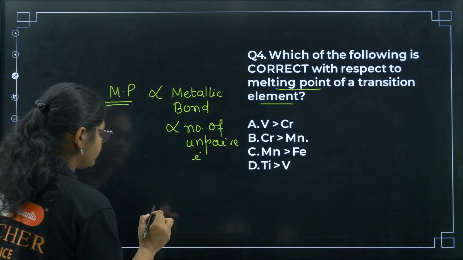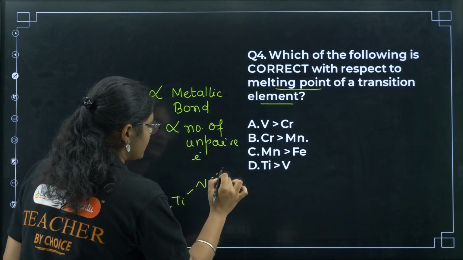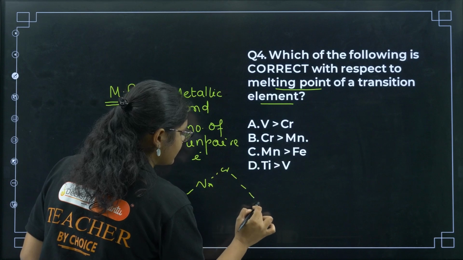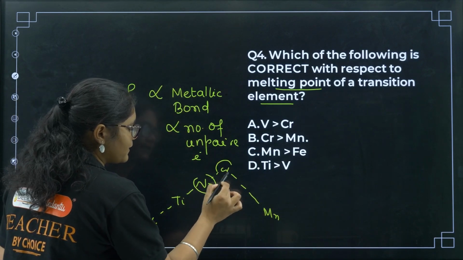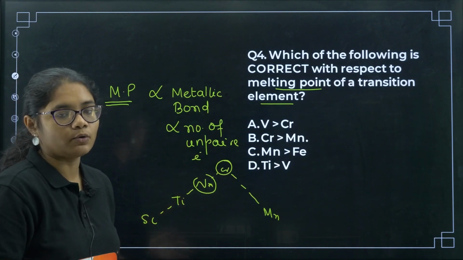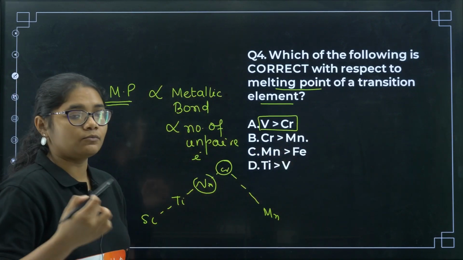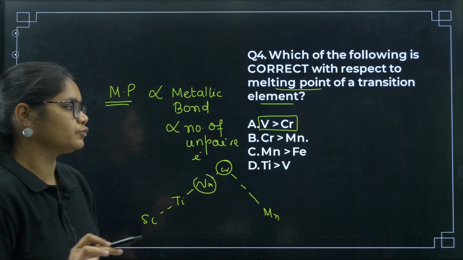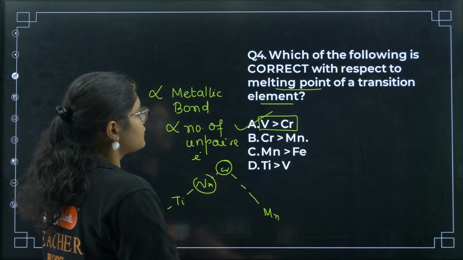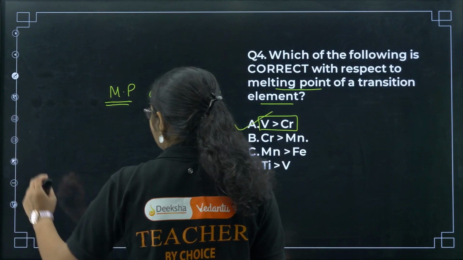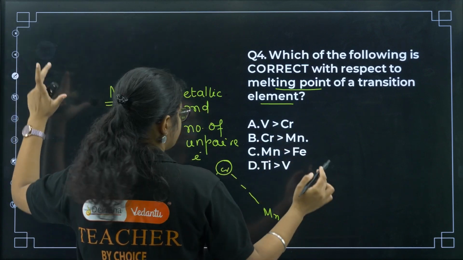So if you see, we have first scandium, then titanium, then vanadium, then chromium, then manganese has a drop in the melting point. So chromium has the highest melting point in the whole series. Here it is given that vanadium has a higher melting point than chromium, which is not true. The question asks which is correct, so option A is incorrect and cannot be the answer.